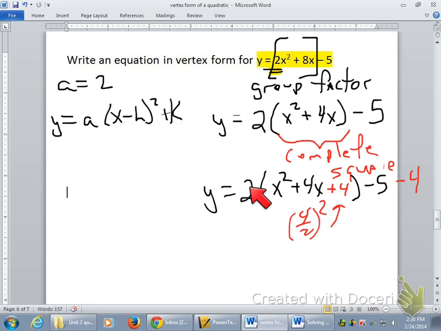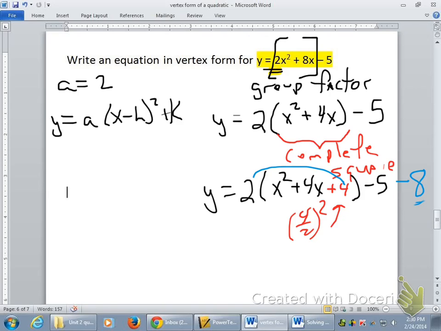What does this 2 right here do? Isn't there a little distributive property right there? Because of that little distributive property right here, I'm not really adding 4. What am I really adding? I'm really adding 8. So that's exactly how I need to take care of it. Instead of adding 4, I need to subtract 8. I need to do the opposite. I need to subtract 8.